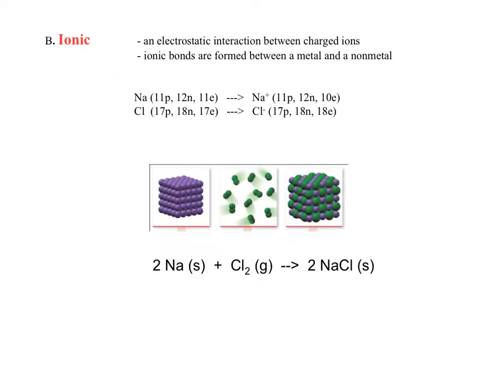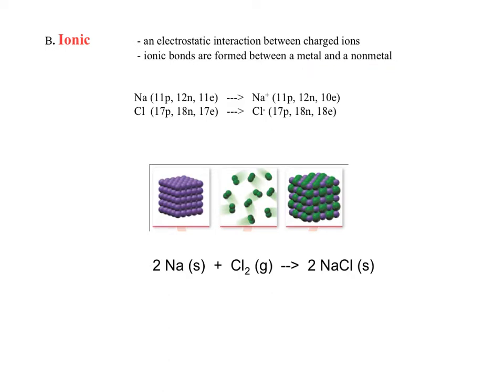Okay, then we have ionic bonding, which is what we're going to focus on here. This is different. It's an electrostatic interaction between charged ions. Ionic bonds are formed between a metal and a nonmetal. So that's the first thing. When you see a formula, you look at the elements and you say, okay, is it a bond between 2 nonmetals? If so, then it's going to be a covalently bonded molecule, or a covalent bond, I should say. If it's between a metal and a nonmetal, then it will be ionic. So that's the first thing you want to look for here. In the case of ionic, it's going to be metal and nonmetal.